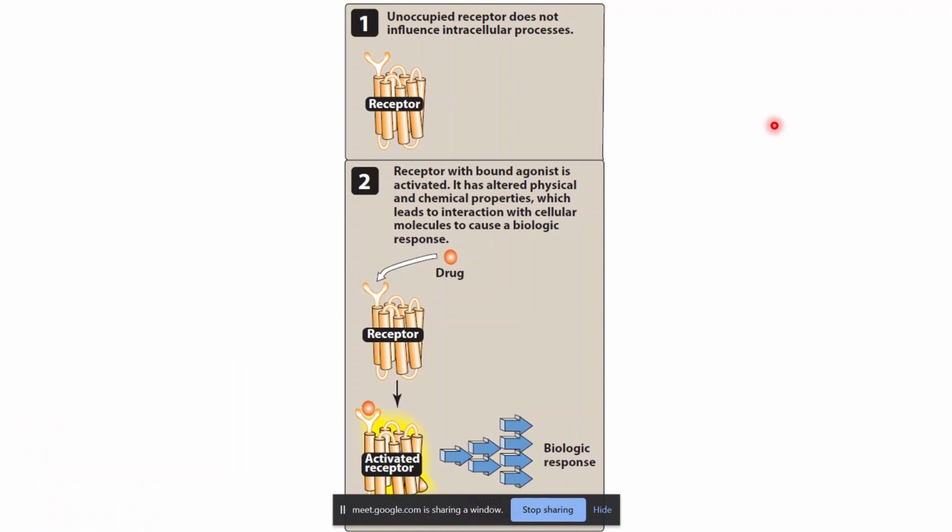And usually when the receptor is free and unoccupied, it will not lead to any biological response. And when the drug binds to the receptor, to the special site of the receptor that is the binding site, the receptor is activated, and that leads to the biological response.